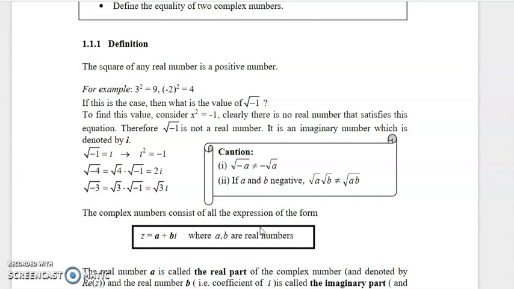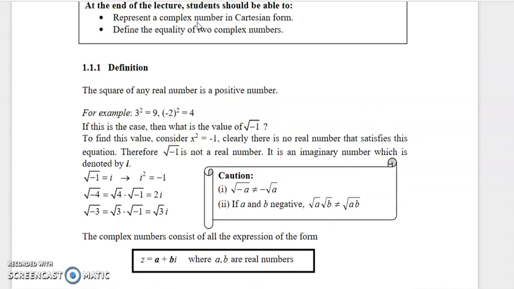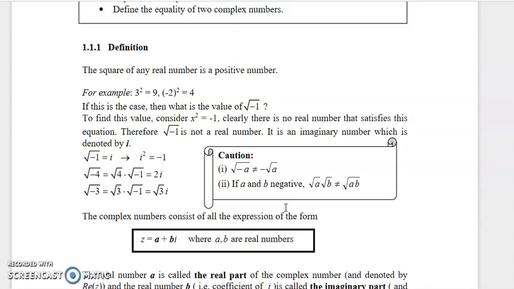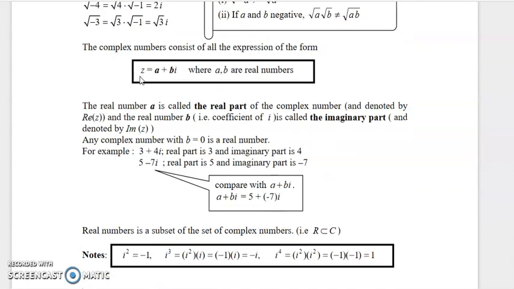So the first learning outcome is to represent a complex number in Cartesian form, right? So this is the form that you're going to have for our complex number, where a and b are real numbers.